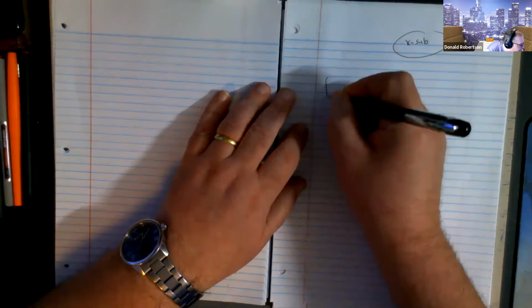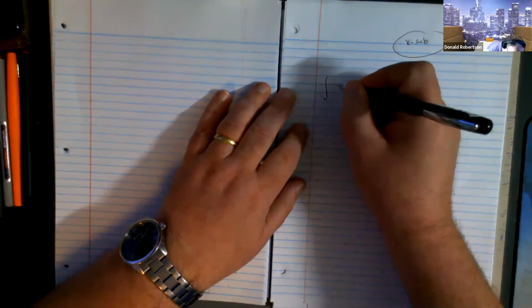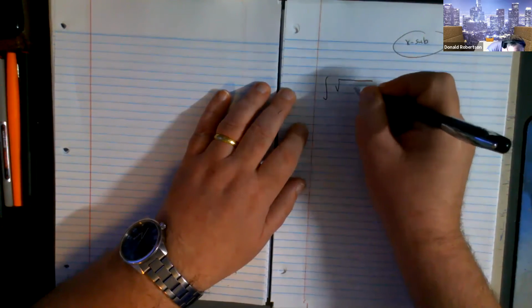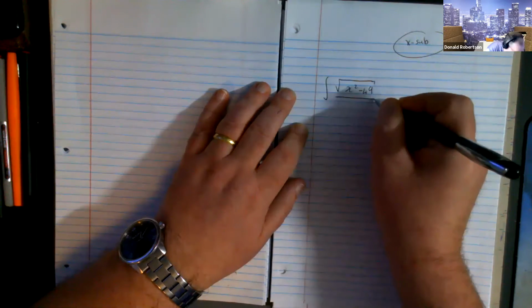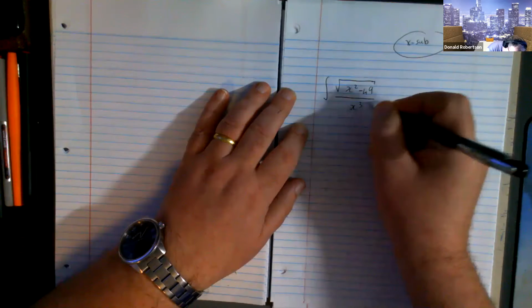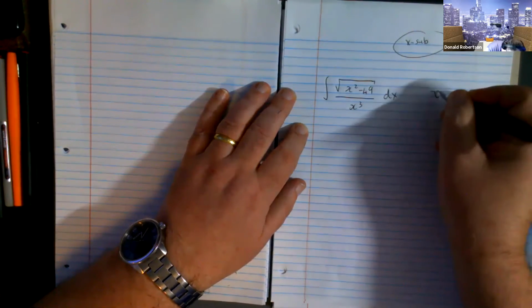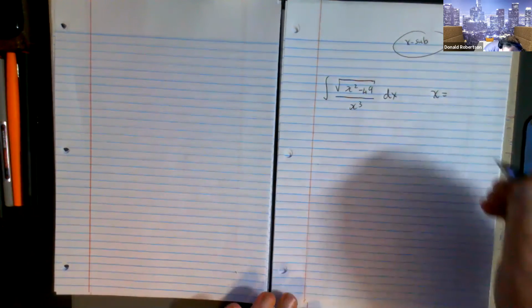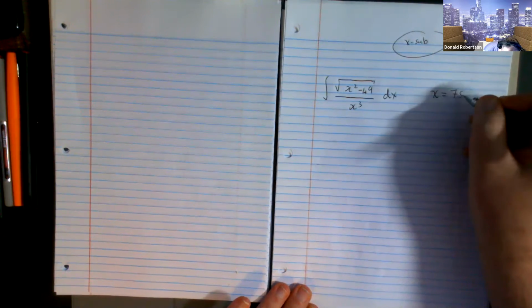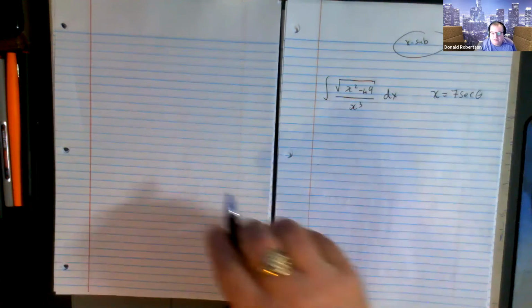So you've been asked to find the indefinite integral of x squared take away 49 all over x cubed dx. And in the question, you'll be told the x sub, so that at least makes it a little bit easier to do. The x sub in this case is 7 secant theta. Right, so your job is now to figure out how to continue that process.